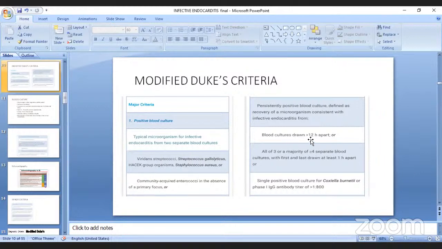It is very, very easy. You just have to remember that the typical microorganisms for infective endocarditis are Streptococcus viridans, Streptococcus gallolyticus, HACEK, and Staphylococcus aureus. All the other organisms that you will find will be very atypical for infective endocarditis, and then you have to draw more blood cultures to really find your diagnosis, that yes, this is my diagnosis.